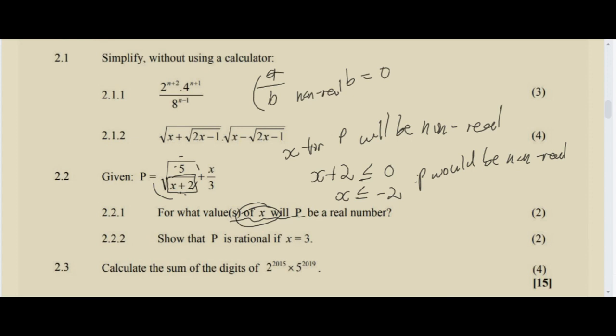That means p will be a real number when x is greater than -2. And just like that, you would have solved your question.